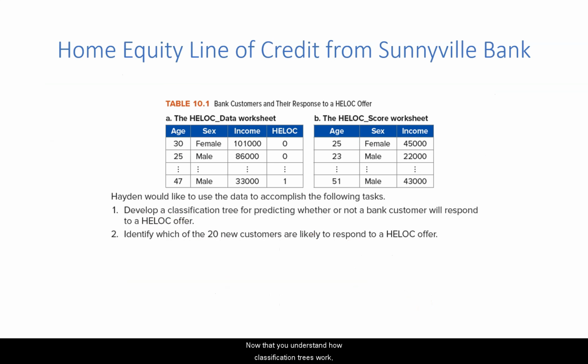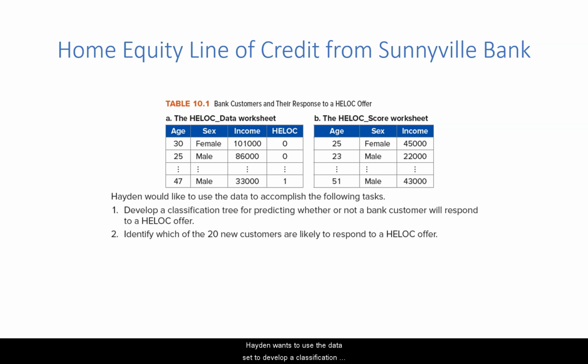Now that you understand how classification trees work, let's work on a problem with a relatively larger dataset. So Hayden from Sunnyvale Bank has compiled a dataset on 500 customers who received home equity line of credit offers from the bank in the past, including their age, sex, income, and whether they responded to the offer or not.